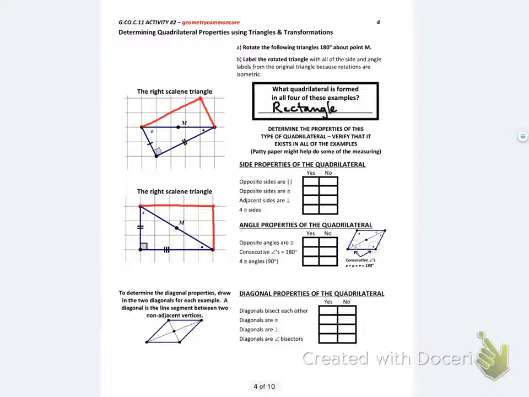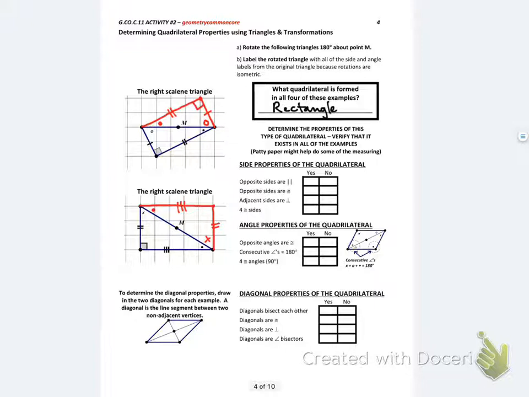So as you're creating these quadrilaterals, what you're doing is you're rotating a congruent triangle. That means that the opposite sides will be congruent, because I'm just rotating the same triangle and everything should be the same. All right, does that make sense?